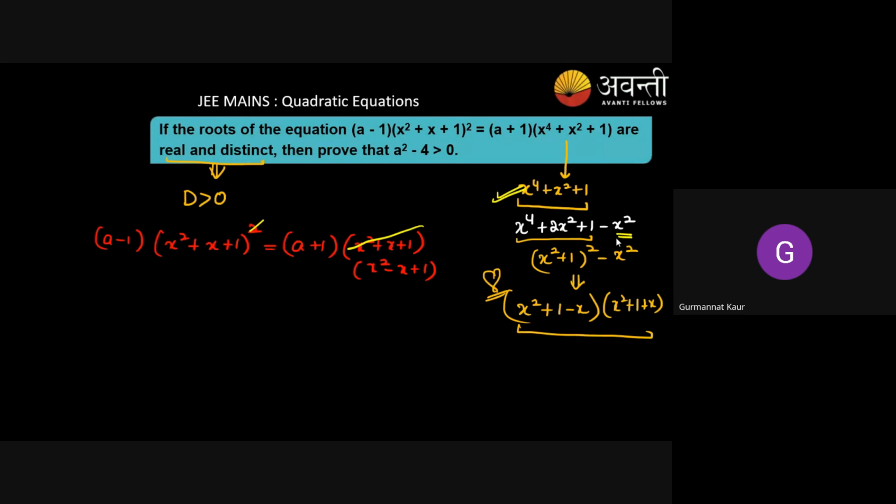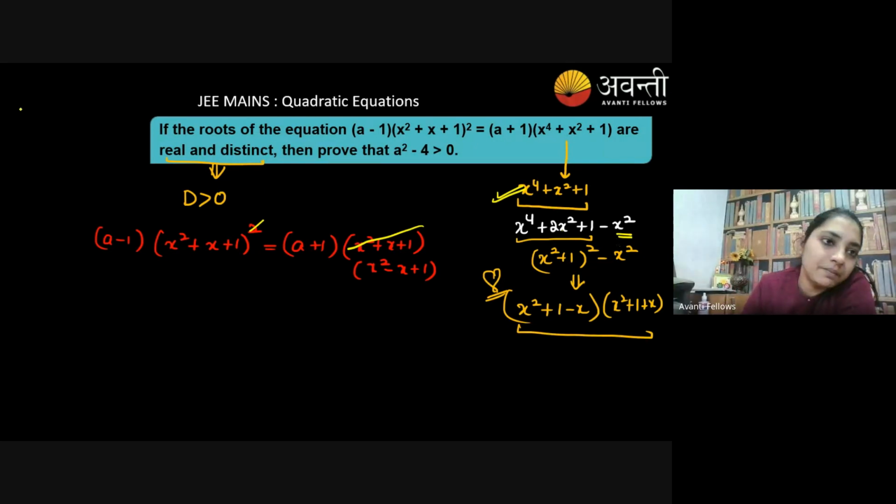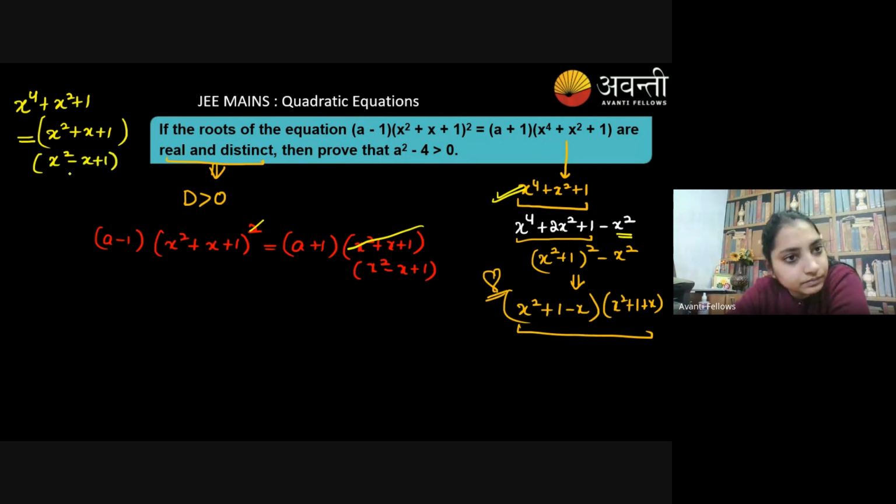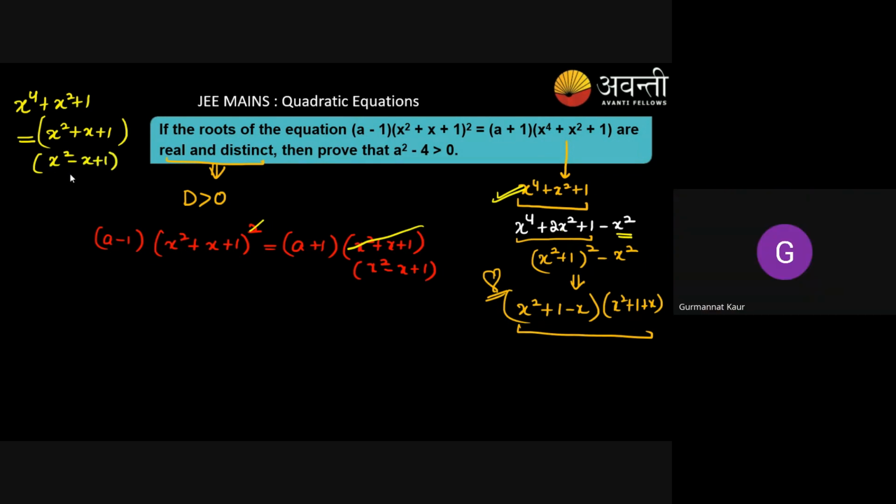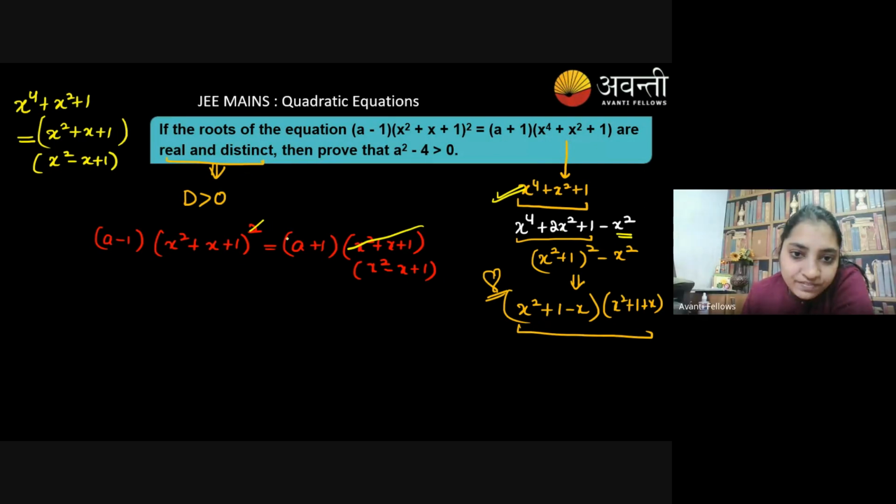Now I know that whenever I get x raised to power 4 plus x square plus 1, what I need to do is rewrite it in the factors: x square plus x plus 1, and another factor is x square minus x plus 1. Noted? So one factor is cancelled.